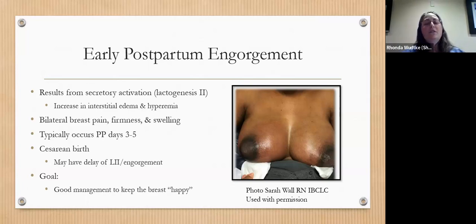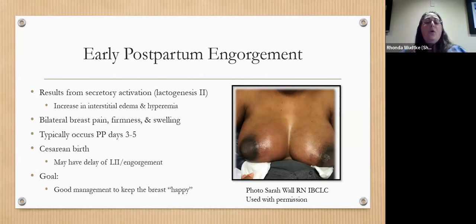This typically for most of our families, our parents, is going to occur between postpartum days 3 and 5. There's always going to be outliers where it may occur a little sooner or a little bit later. Anything that has potential to decrease, or delay, I should say, the milk surge is going to delay when that engorgement occurs for the parents. So things such as a cesarean birth, a large blood loss, lots of swelling in their feet caused by some of the extra IV fluids and medications, which we'll touch on as well.